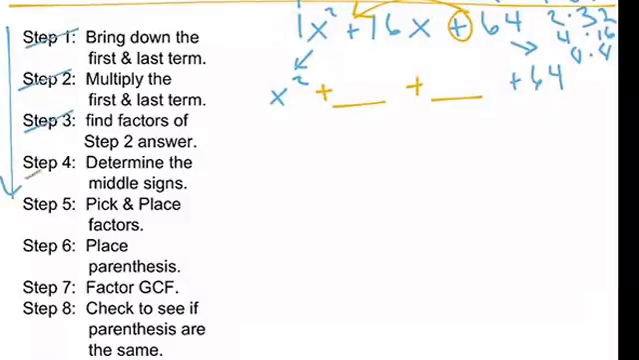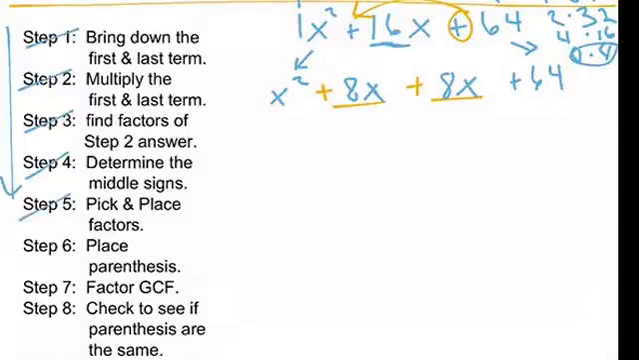Okay, that takes care of step 4. Step 5 is to pick and place my factors. Since both of the signs are positives, that means I'm going to add numbers to get to 16, and 8 and 8 will make that happen. So 8x and 8x. I've got to get a new stylus, obviously. Okay, that takes care of step 5.